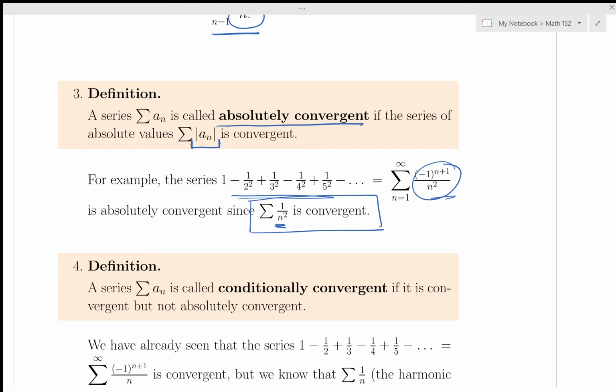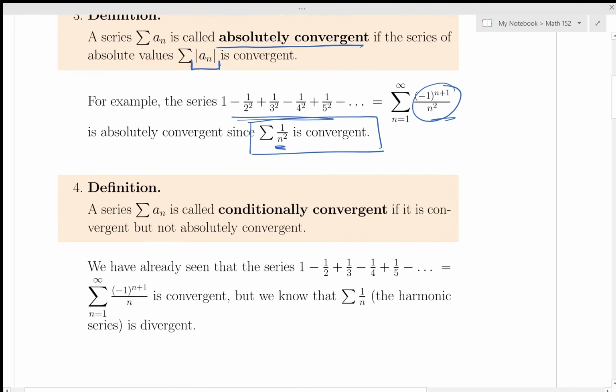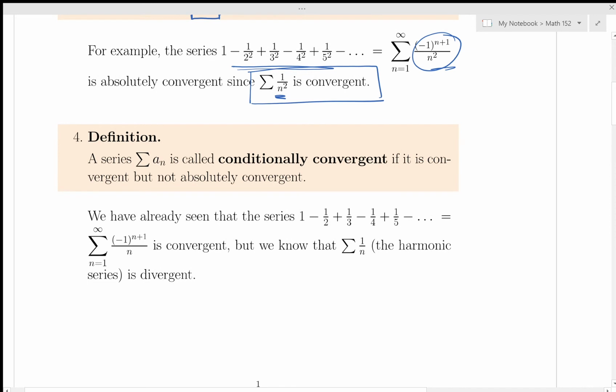Okay, we can also have a situation where a series is conditionally convergent, which means that if we take a series where some of the terms are positive and some are negative, and it converges, like we know this alternating series converges.